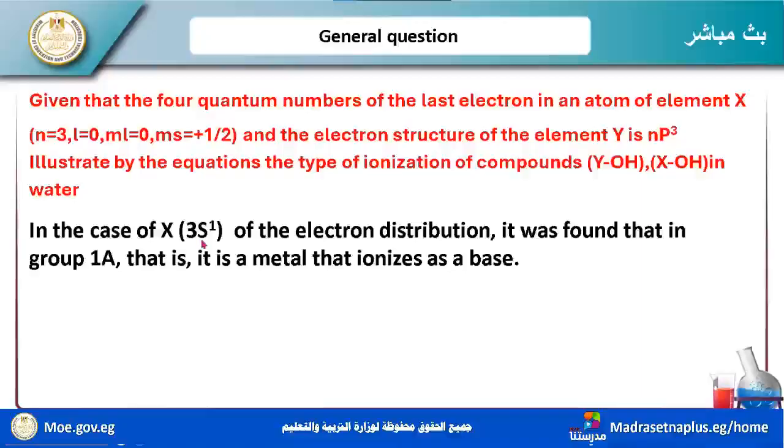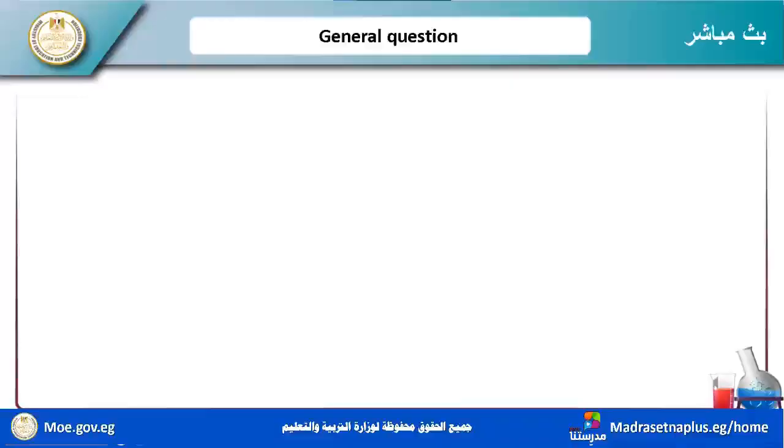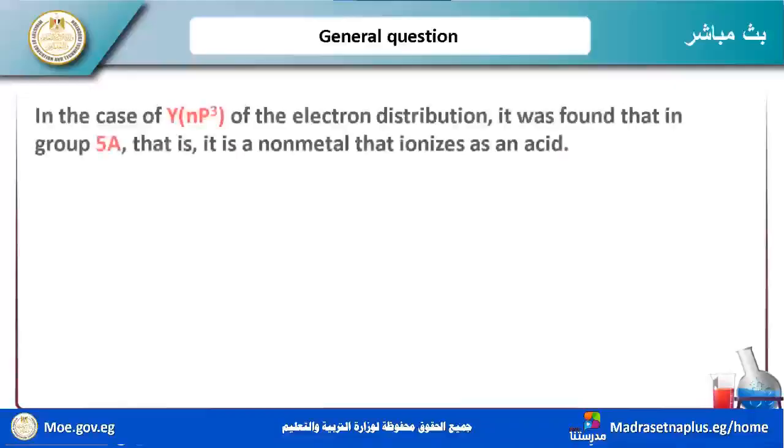3s1 is the electronic configuration of sodium. From the electron distribution, it was found to be in group 1A. This 1A is the alkali metals, and the alkali metals have basic characteristics. So it dissociates into X positive and OH negative, because sodium is a metal and its oxide gives a basic solution. When it ionizes, it ionizes into metal positive and hydroxide negative.